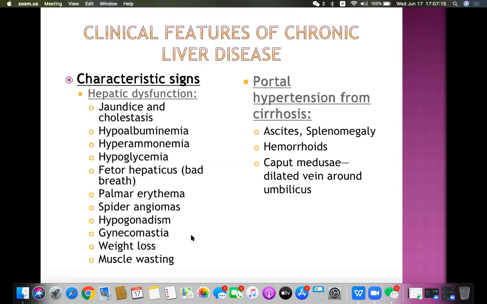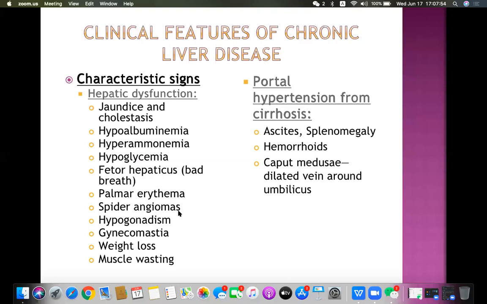Palmar erythema and spider angioma, these are because of excessive estrogen present in the blood, because estrogen cannot be metabolized properly by the damaged liver. Now spider angioma are mainly present in the superior vena cava territory. Now how I know which is superior vena cava territory? It is present above the nipple line, means this is the vein which drains upper part of our body, that is head and neck area and the upper limb.